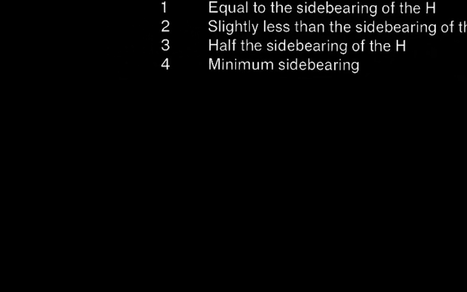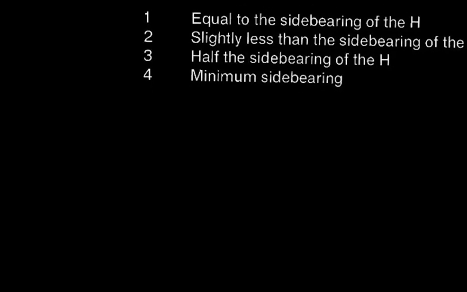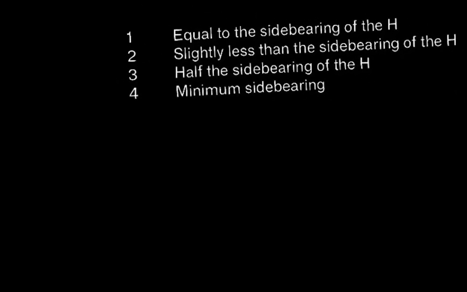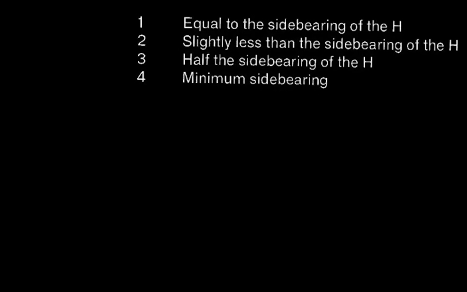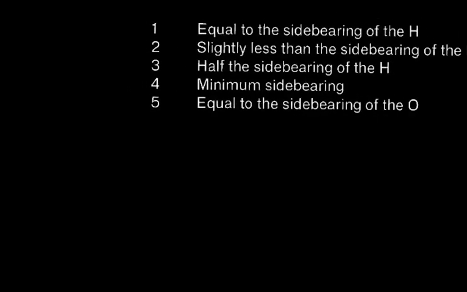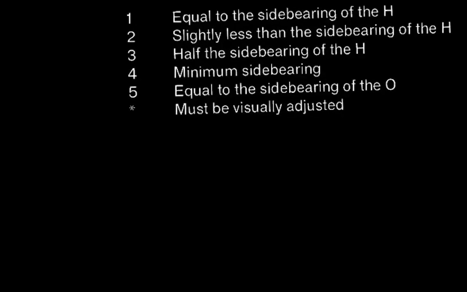For the minimum side bearing, minimum could be a lot, right? Like, is it 1 point smaller? Is it 99 points smaller? Who knows? Number 5 is equal to the side bearing of the O. Okay, well, we figured that out earlier, right? And then there was an asterisk. Number 4 must be visually adjusted. What? How vague, right? It feels like a John Cage or a Yoko Ono prompt.